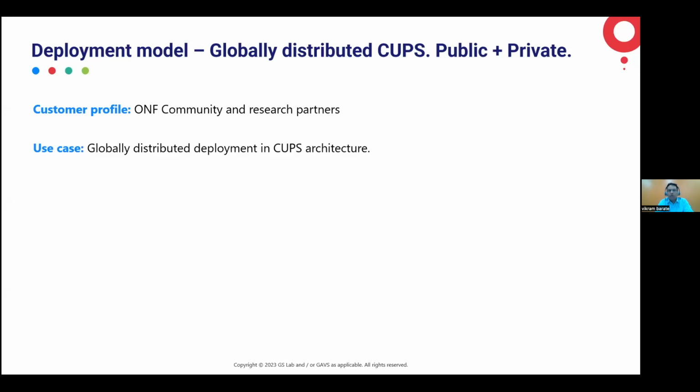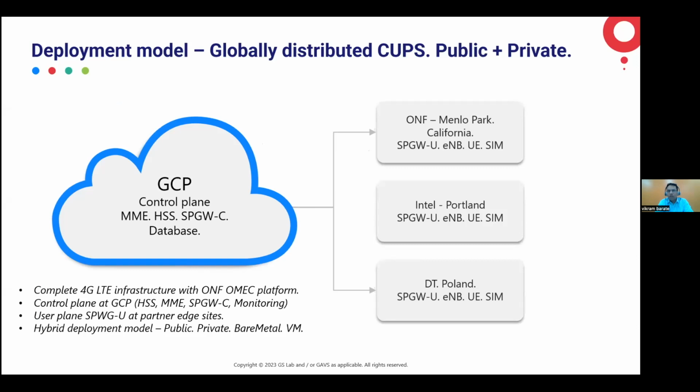So this is where we created infrastructure where edge sites are globally distributed, not only across cities but across continents. One site was hosted at Menlo Park, one at Portland by Intel, and one in Poland by DT. All these edge sites were remotely managed by GCP, with the control plane hosted at GCP. Many of the GCP services were leveraged here, and the edge sites were running actual different RAN devices with UEs and SIMs. User planes were hosted there, and some applications like a surveillance application were hosted there as edge applications. This was a hybrid model where public infrastructure was used and private infrastructure was used, and private was a combination of bare metal and VMs.